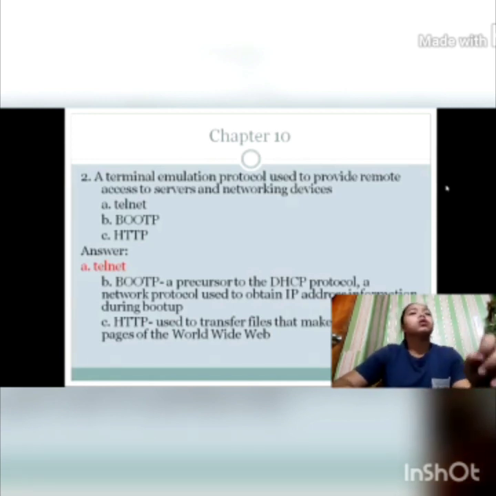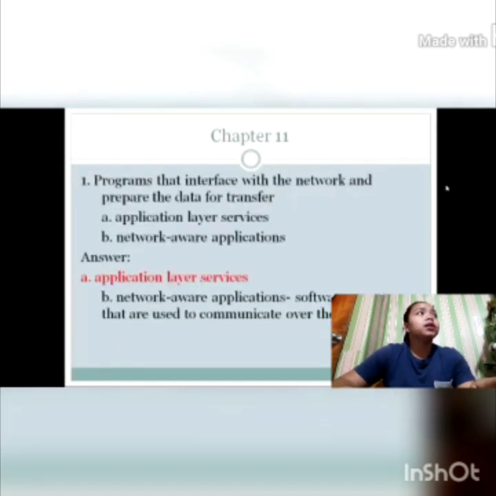Chapter 10, number 2, terminal emulation, protocol used to provide remote access to server network devices. A, Telnet, B, BOOTP, and C, HTTP. Letter A, Telnet, because letter B, BOOTP is the precursor to the DHCP protocol, a network protocol used to obtain IP address information during boot up. HTTP is just to transfer files that make up pages of the World Wide Web. So the Telnet is the terminal emulation protocol.